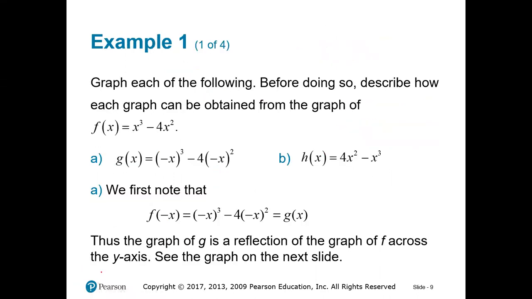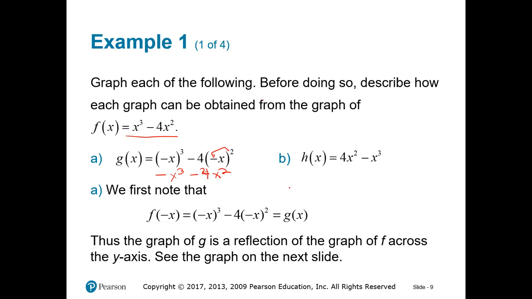Now it says, let's take this function here, x cubed minus 4x squared. We're going to graph each of the following, but before doing so, describe how each graph can be obtained from the graph of f. What they did first is plug in the negative x to see what happens. When I take negative x cubed, it's still just negative x cubed. And when they squared the negative, it becomes positive, and then negative 4 times that positive. Well, this is what I get.